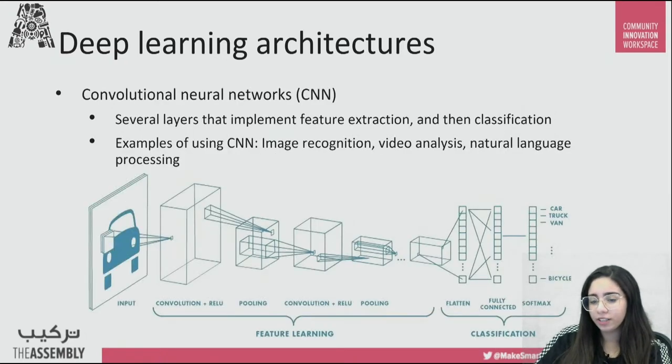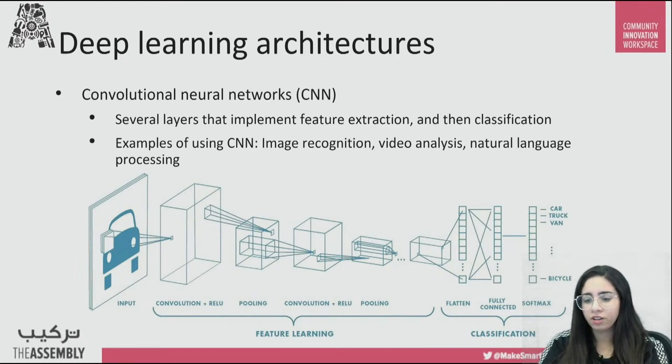We have another architecture, which is the CNN. And basically the CNN has several layers as well. It has also the input and the output and the hidden. But the hidden layers are more specific, they are divided into two parts. We have the feature learning and we have the classification. So the feature learning is just extracting the features from each image, and then the classification classifies it into the classes that we are identifying.